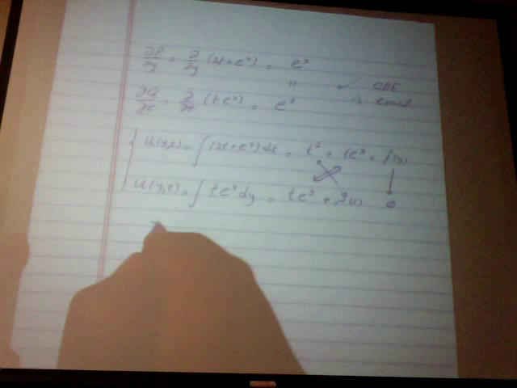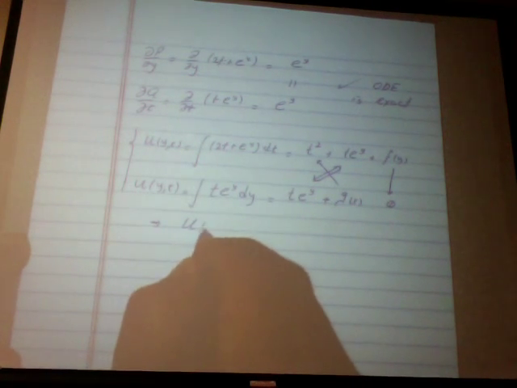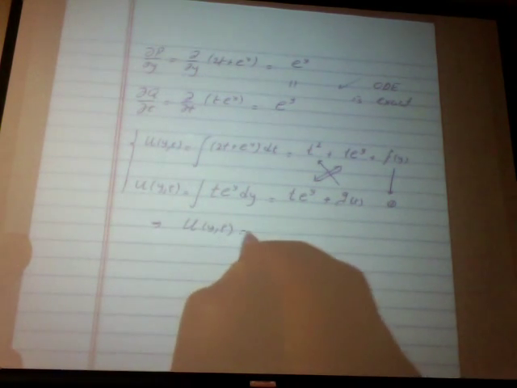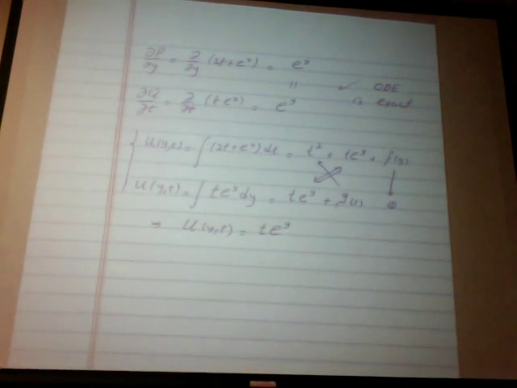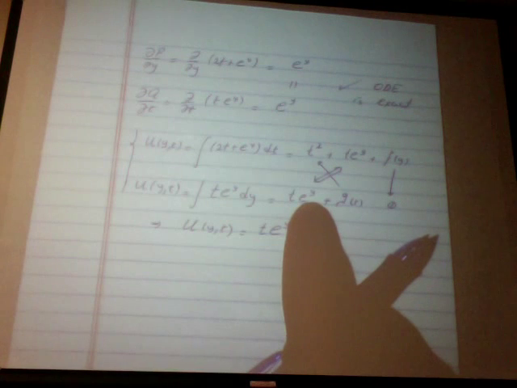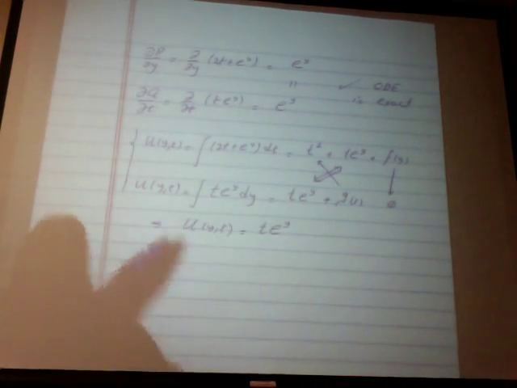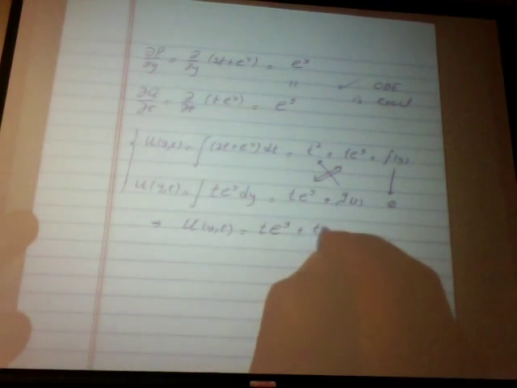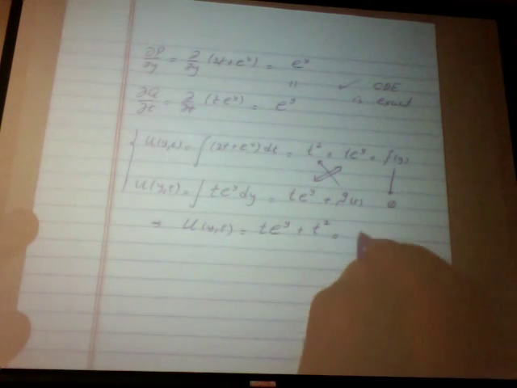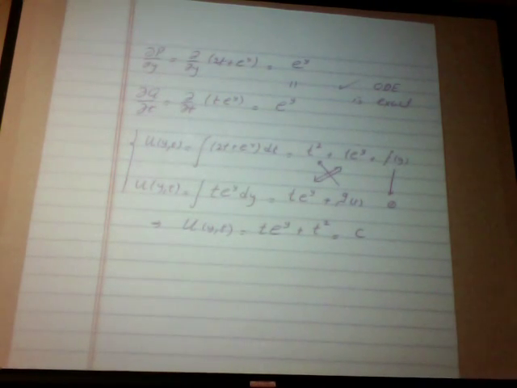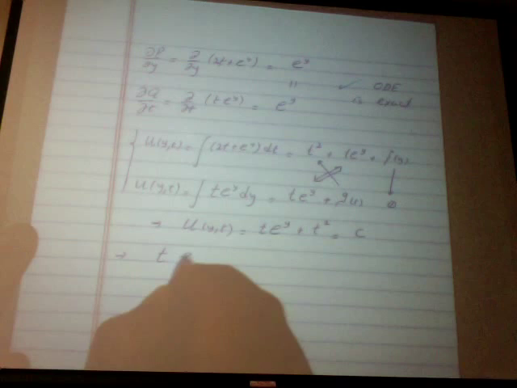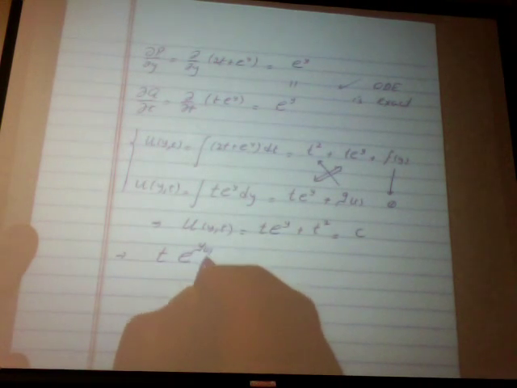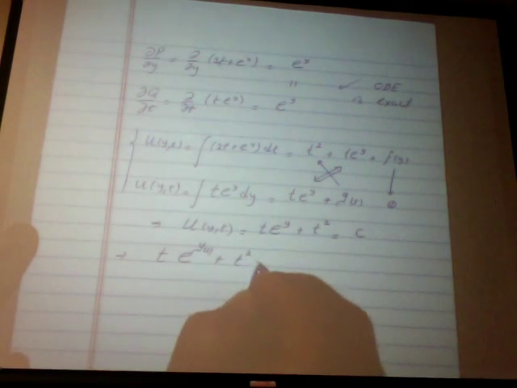Therefore, u of y and t is equal to t times e to the y, not twice t times e to the y. That is a solution, t times e to the y, is u, plus t squared. And that is equal to a constant c. That represents a solution of the equation. So therefore, t times e to the y of t plus t squared is equal to c.